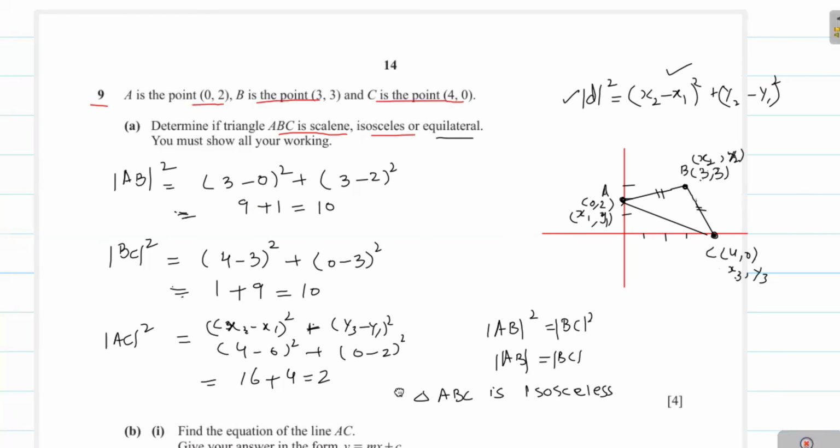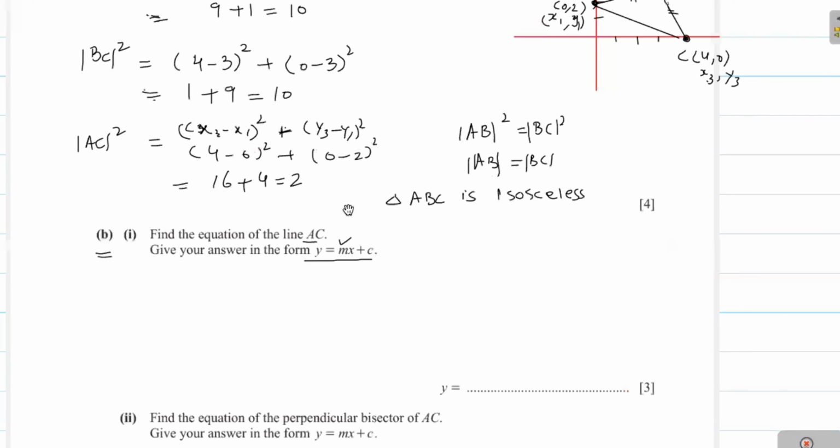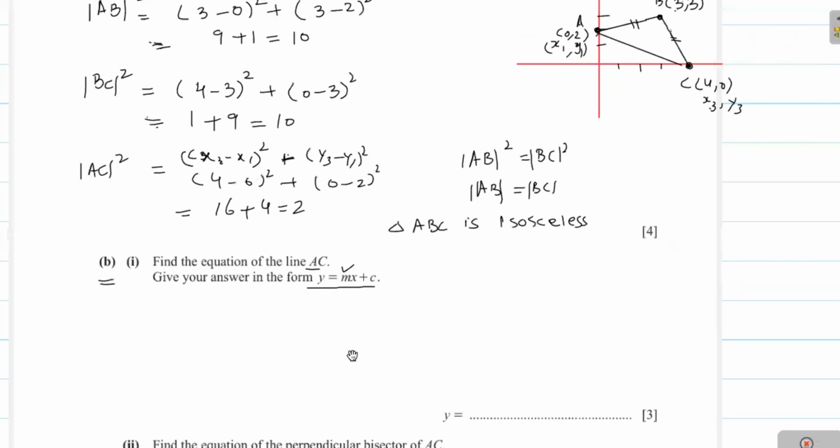Next is part B of this question. Find the equation of the line AC. Give your answer in the form y equals mx plus c. Now you see here this is the line AC, and the coordinate of A is 0, 2, and the coordinate of C is 4, 0.